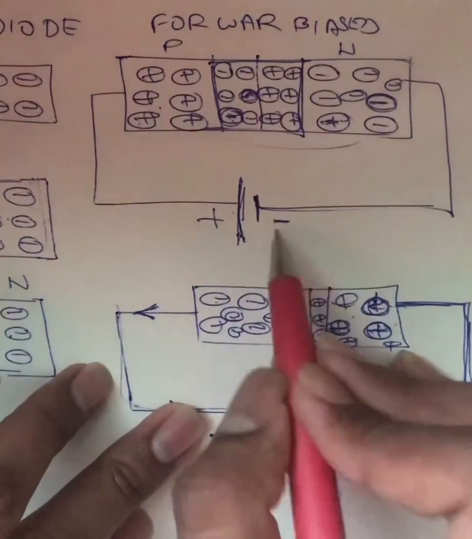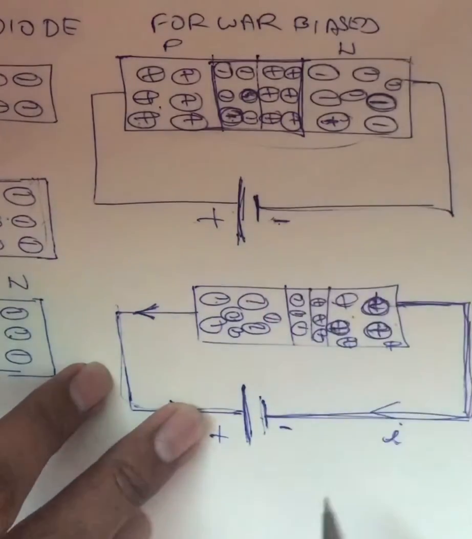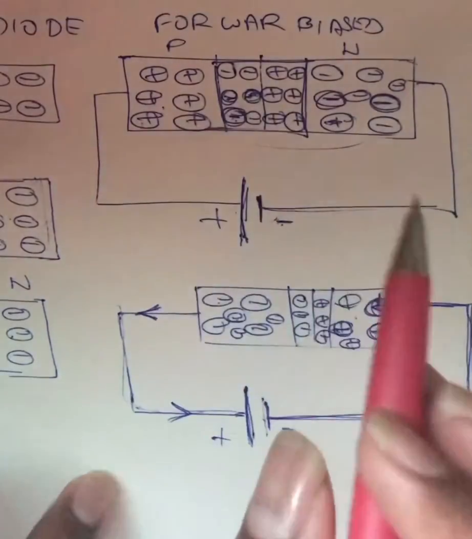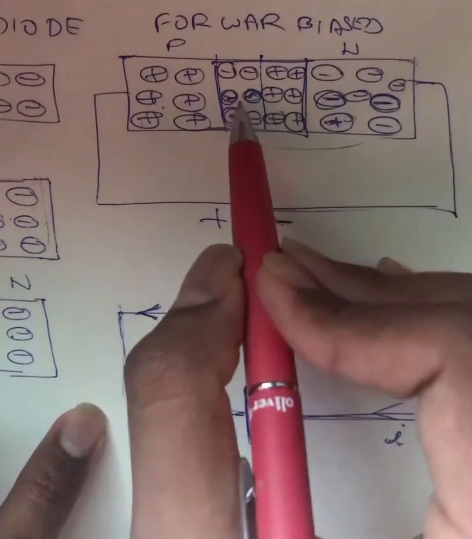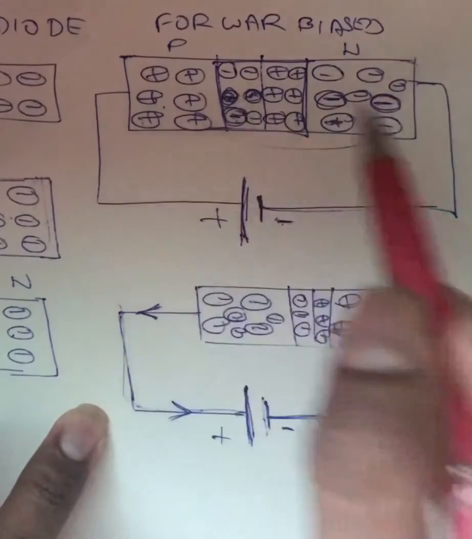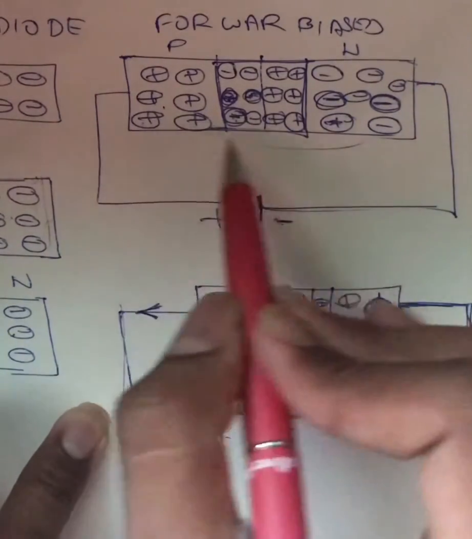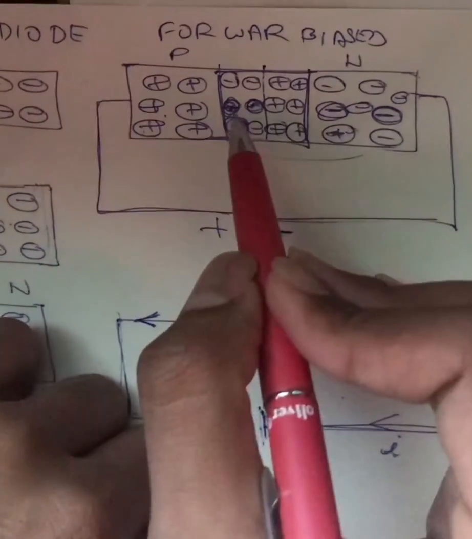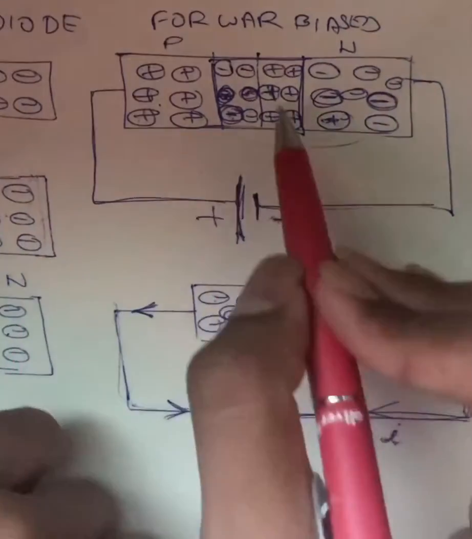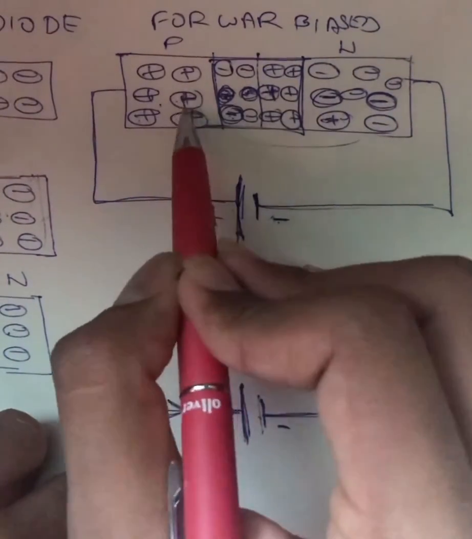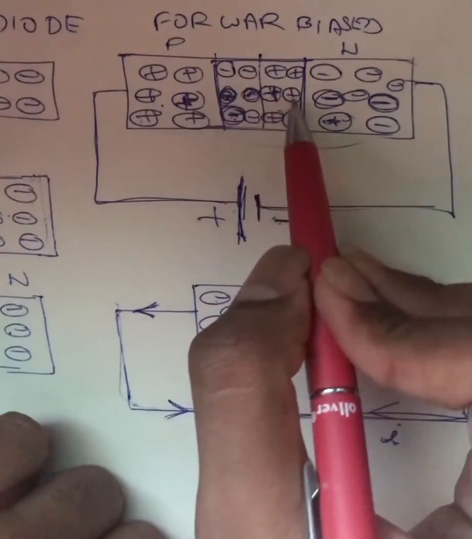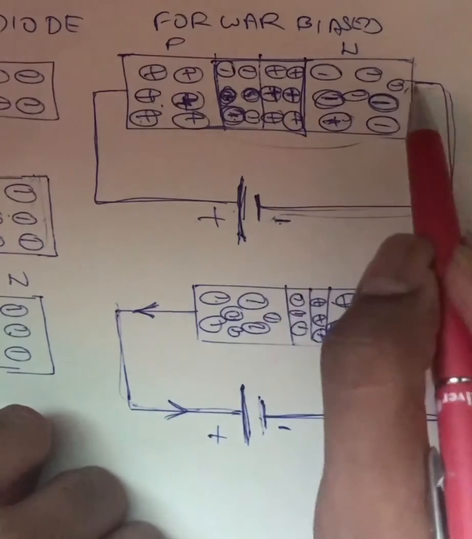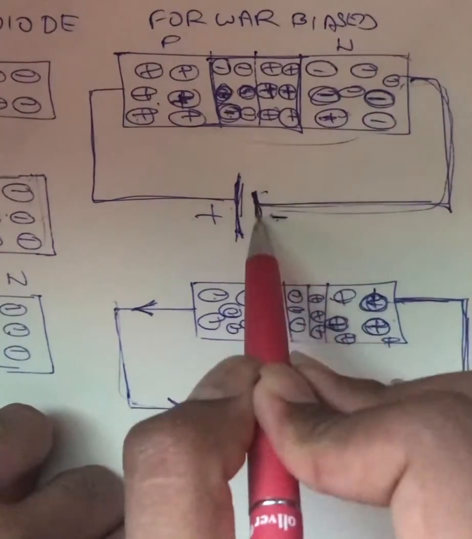a negative terminal of the battery to the n-type semiconductor, these electrons overcome the repulsive forces experienced given by these electrons, and thus they flow through this conductor, and these holes which are on the left hand side overcome the repulsive forces offered by these holes and move from the right hand side of the conductor towards the negative terminal.